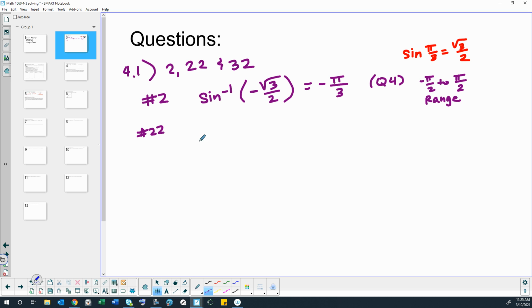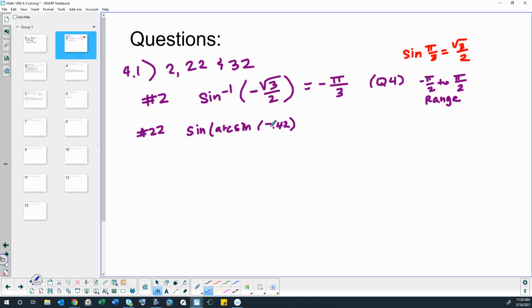22. So we have the sine of the arc sine of negative 0.42. Ignore that point, it's going to bug me, I gotta erase it. Okay, this one's pretty easy when you have the inverse in the middle.